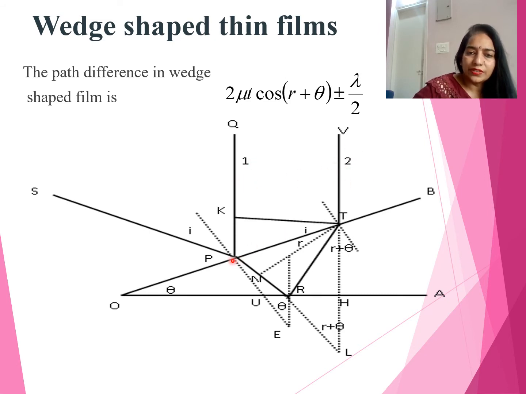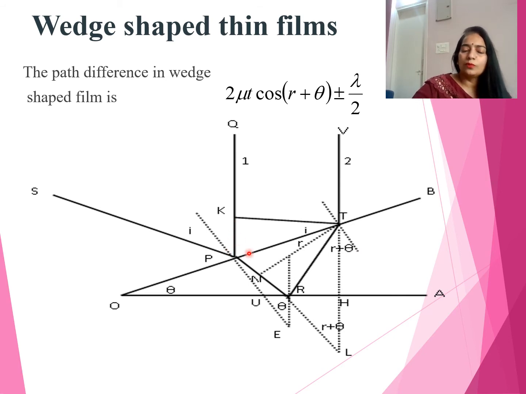So see in this figure, PR plus RT is the extra path traveled by ray 2 in the medium, and we draw perpendiculars TK on PQ and TN on PR to calculate the path difference. So ray 1 travels an extra path in air, that is PK. So the path difference between rays 2 and 1 is (PR plus RT) times mu minus PK.